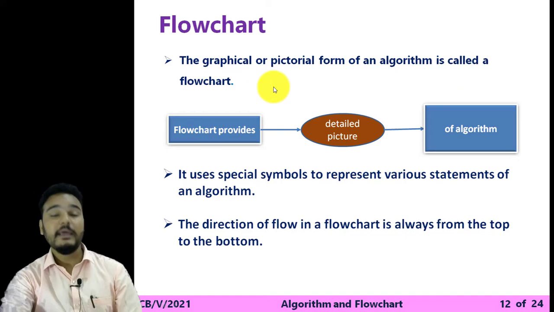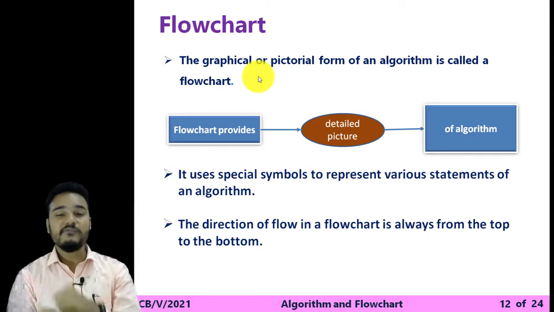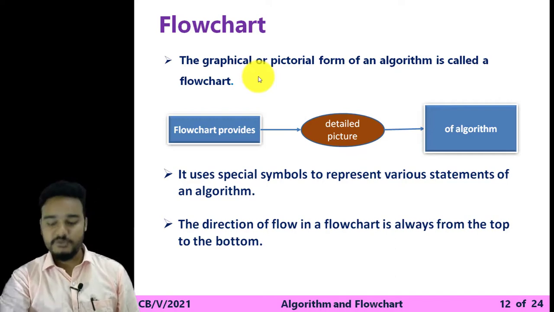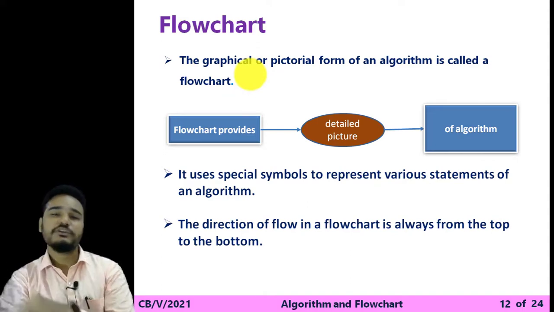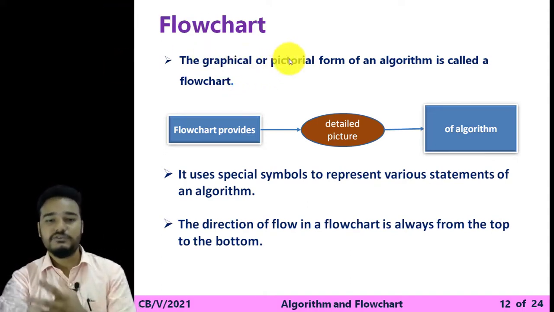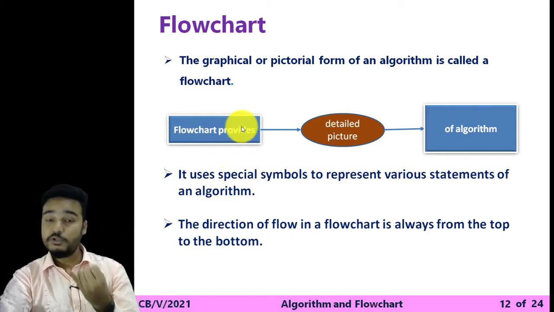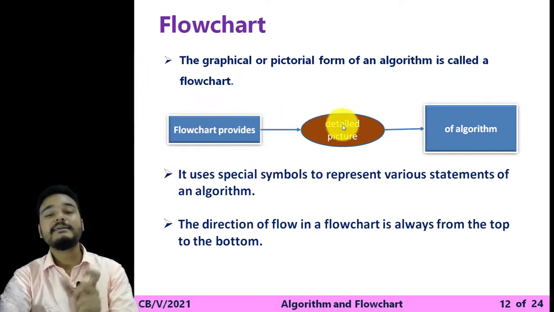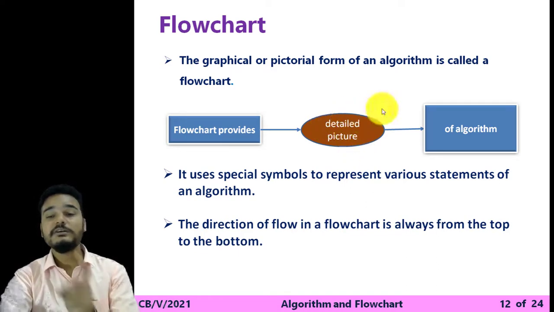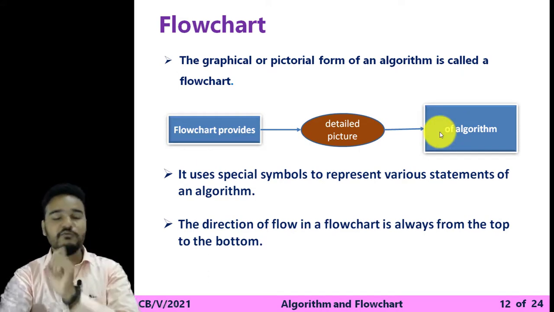Means when we prepare our algorithm, we just have to convert it into a drawing or a graphic or a picture. That is nothing but your flowchart. So it is very easy because whatever algorithm you have prepared, we just have to convert it into graphical format or pictures. So what will flowchart provide? Algorithm provided us with logical and structured details, but flowchart will provide detailed pictures of the algorithm. Whatever steps we have, we will be drawing those steps with pictures.